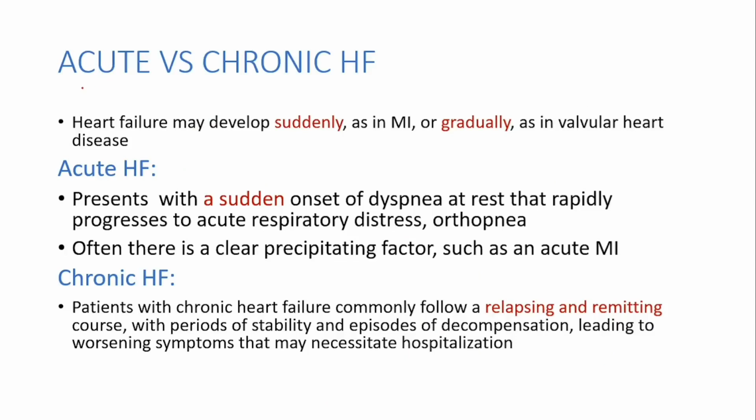Now, heart failure can also be acute or chronic. Acute means when the heart failure occurs very suddenly. So there will be sudden pulmonary edema, and there will be acute respiratory distress and orthopnea. And mostly MI can cause sudden acute heart failure. Chronic occurs when there is some problem in the heart, like valvular heart disease, like aortic stenosis. So heart failure will develop gradually. It will take a very long time. So there will be a relapsing and remitting course with periods of stability and episodes of decompensation.